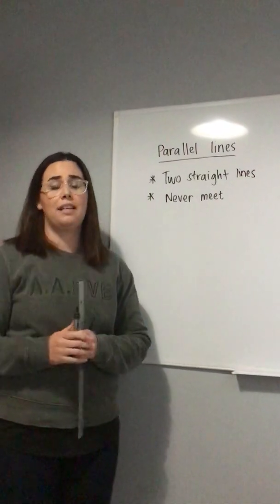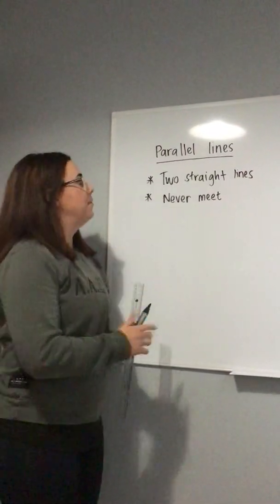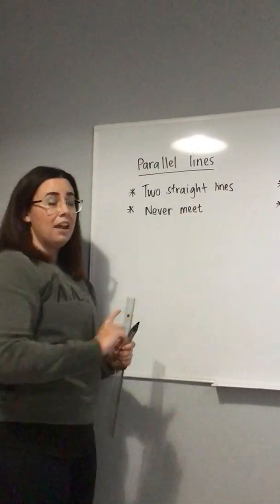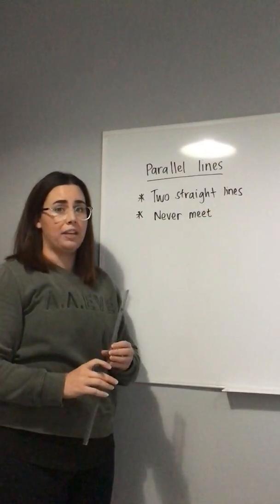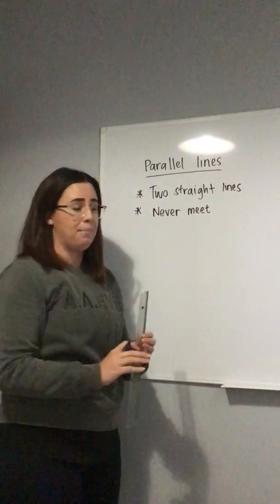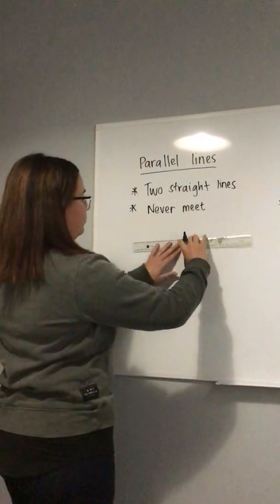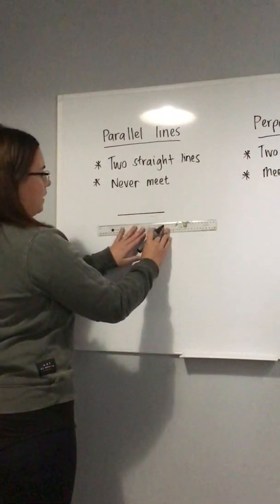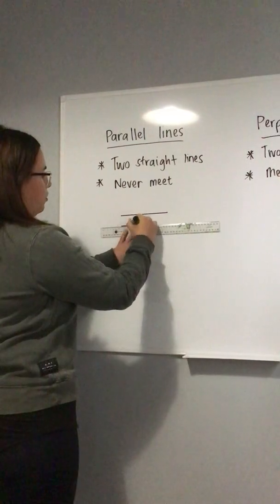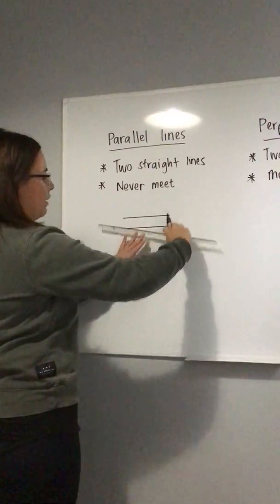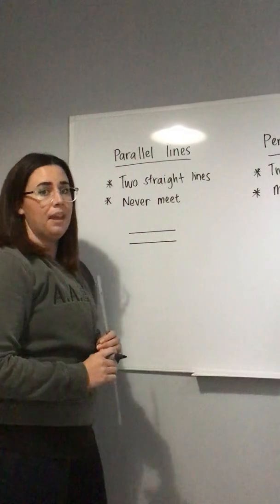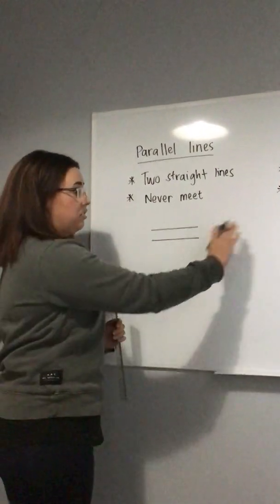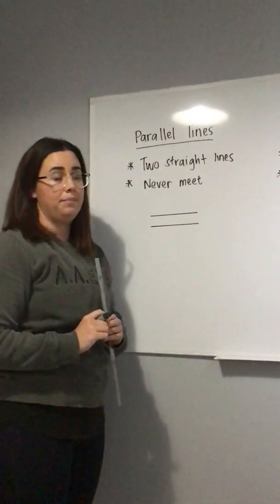Now there's two things we need to know about parallel lines. They are two straight lines and they never meet. So I'm going to draw some parallel lines for you now. You might like to copy on your piece of paper. So get your ruler, and I'm going to draw one at the top. I'm going to move my ruler down a little bit, and I'm going to draw the one below that. So make sure you copy that on your piece of paper. Now these two lines are both straight, and if I continued them on, they would never meet.